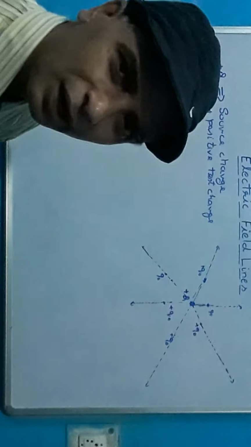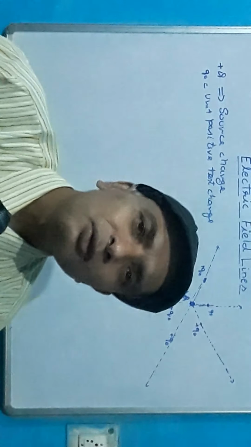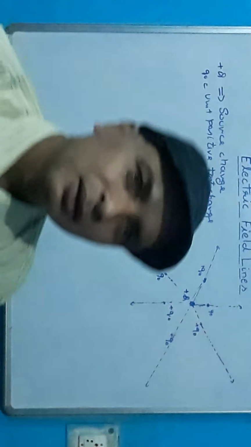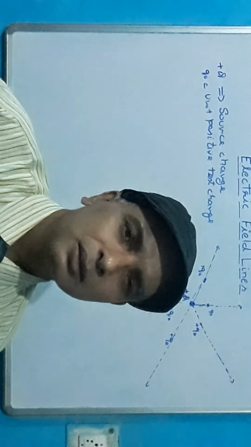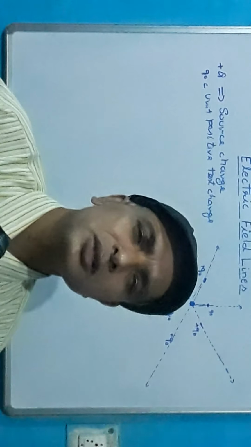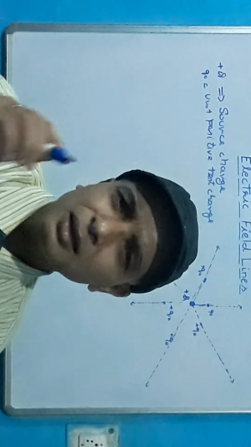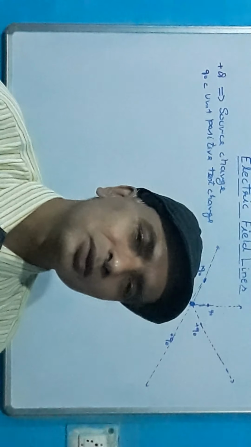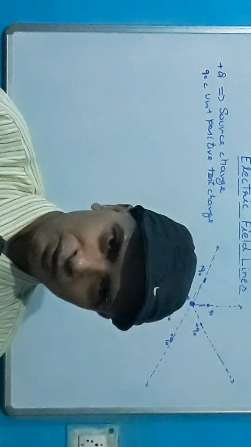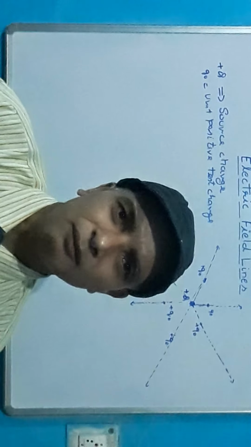That is the first definition. Second definition: electric field lines in an electrostatic field are the curves whose tangent at every point gives the direction of the electric field. So this is the definition of electric field lines. Two definitions we have discussed.